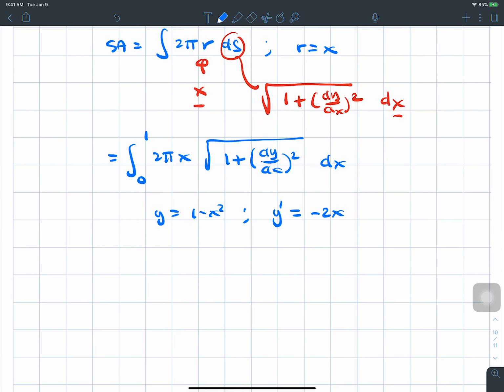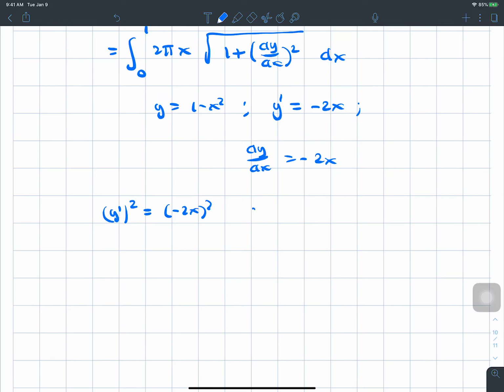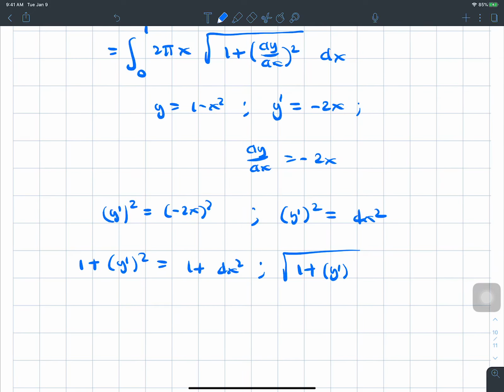Now you can say, can I write y prime or can I write dy dx? It does not matter. I actually prefer y prime personally. Let me show you why. Y prime squared is negative 2x squared, or we can say y prime squared is 4x squared. 1 plus y prime squared is 1 plus 4x squared, but we simply need the square root of that. So we have square root 1 plus 4x squared.